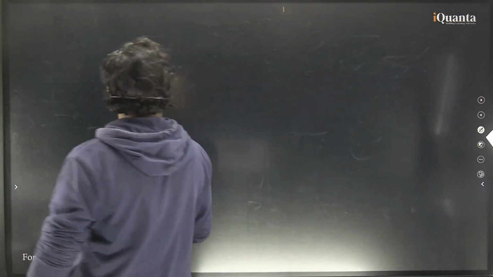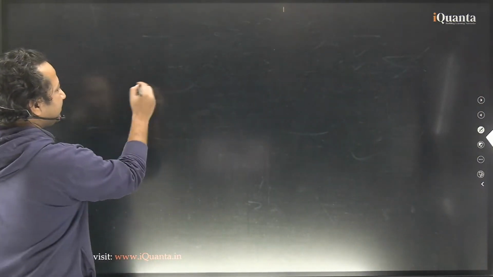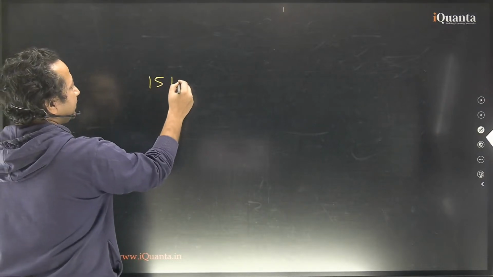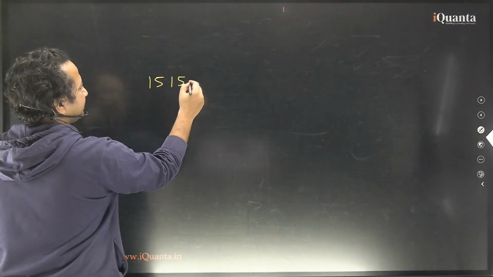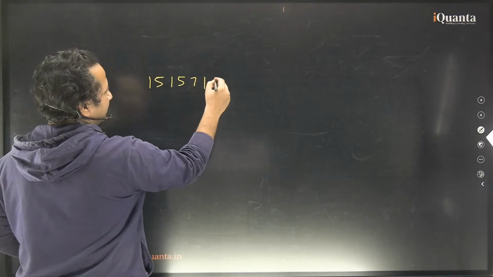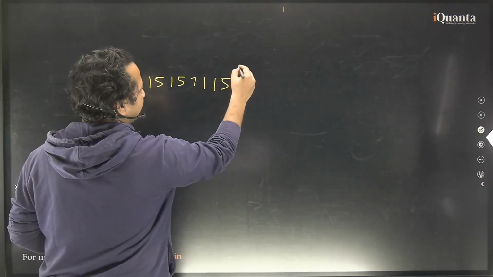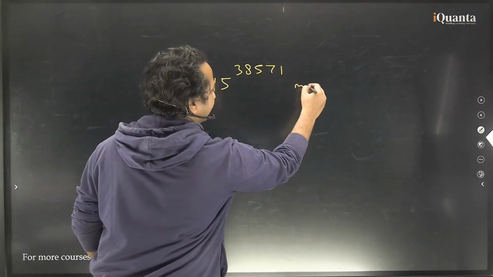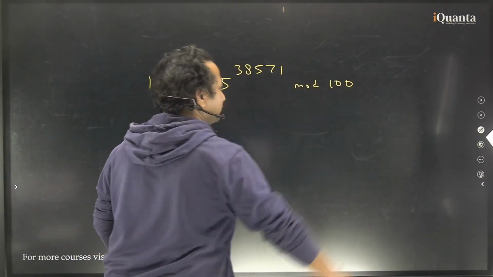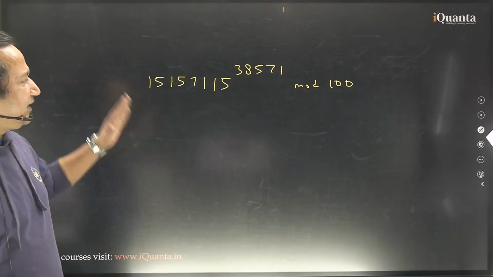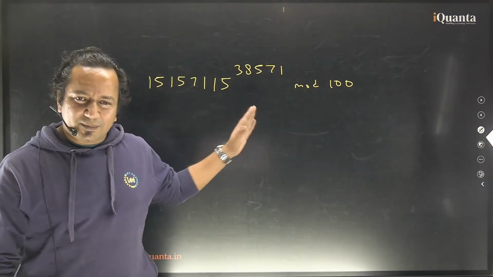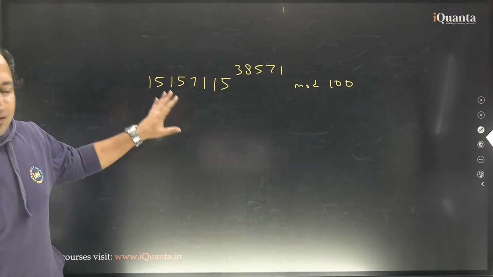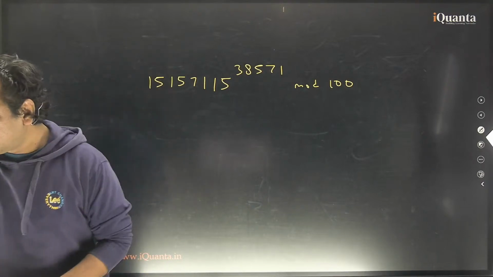So, if a question comes like this, for example, the question is 15157111 raised to power 38571 mod 100. In this case, you won't have to go for that long process. You can directly answer the question. What will be the answer here? Tell me the answer directly.